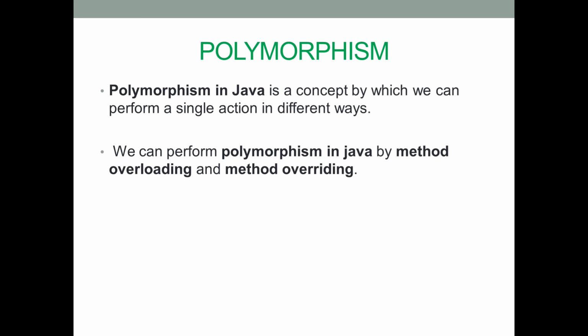Method overloading in Java means that when we have multiple functions or methods in our program, these methods have the same name but different parameters, so that the compiler will not show any error on running the program. That is what method overloading means.